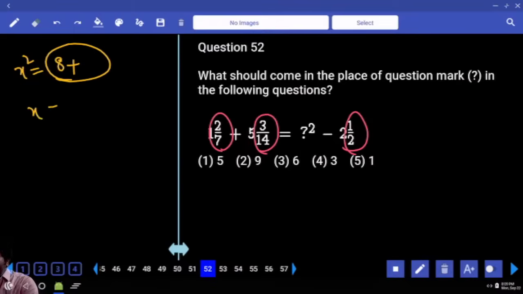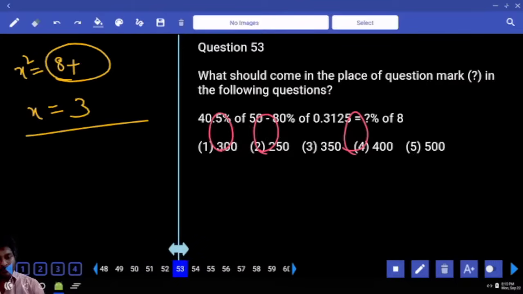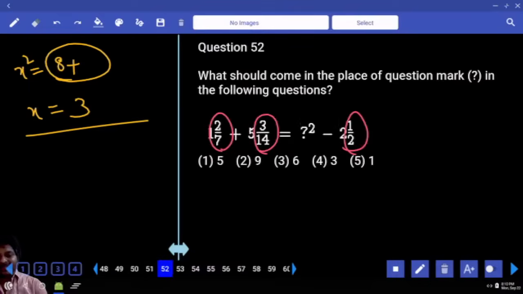X value should be, go to the options. Go to the options. Common sense. Understood? If you add all these 3 fractions, you will get 1. 8 plus 1, 9. But you have to add values. But instead of adding, I am saying use common sense. It is easy.